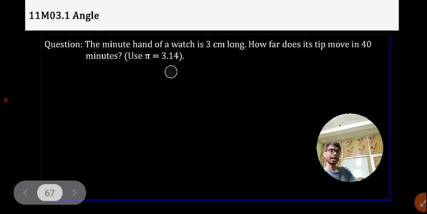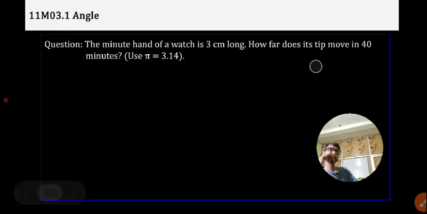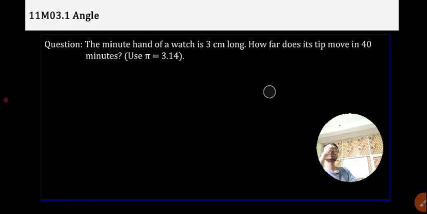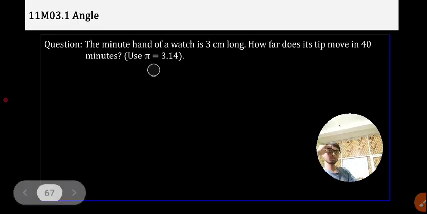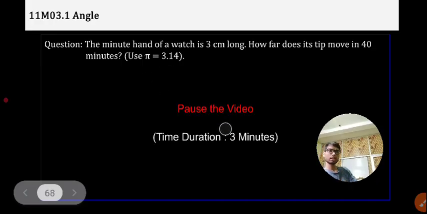The minute hand of a watch is 3 centimeters long. So it is the radius. How far does its tip move in 40 minutes? Use this value of pi. In that case, pause the video.